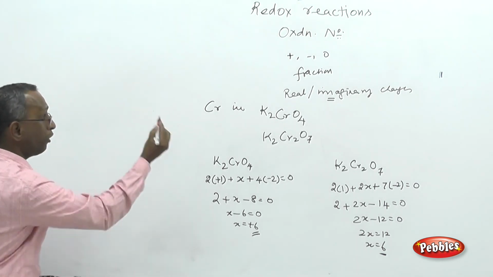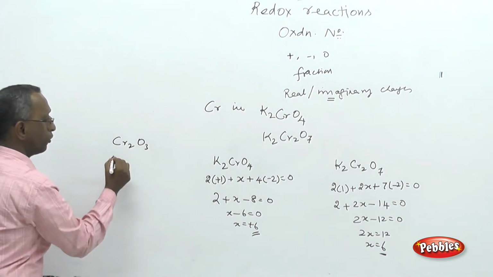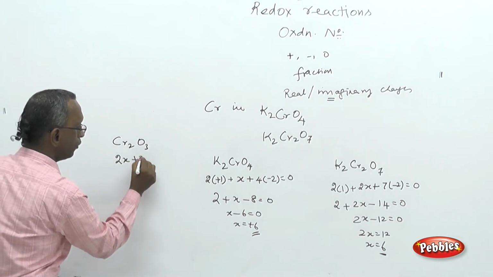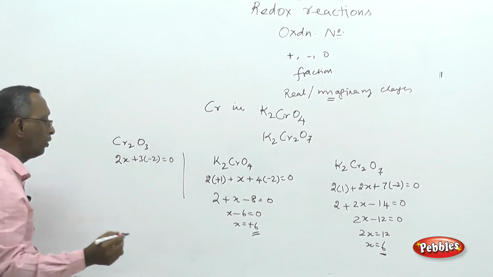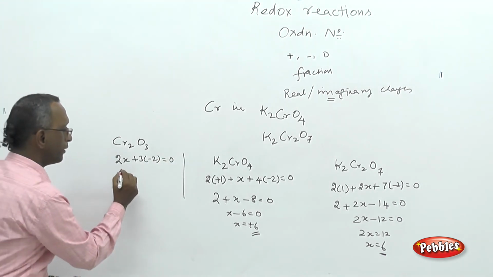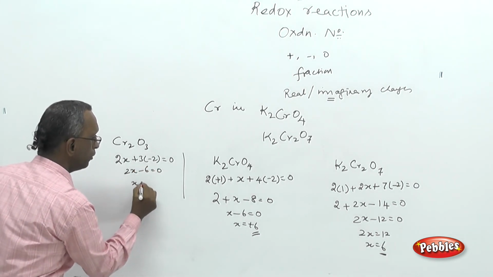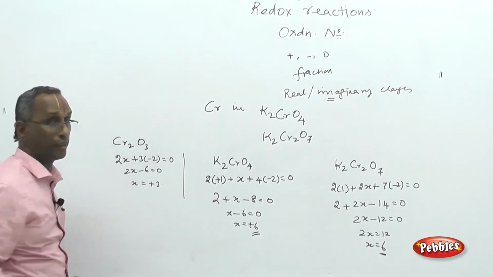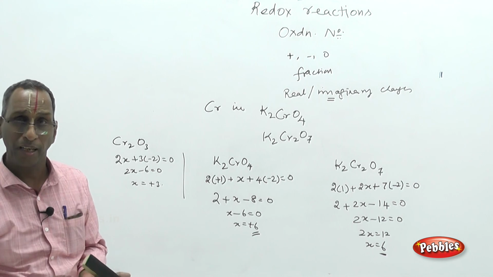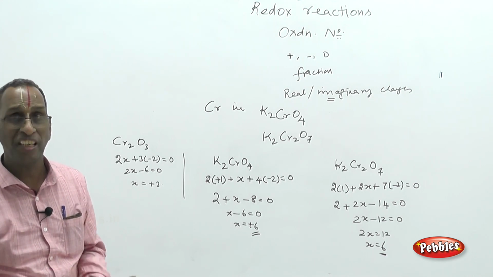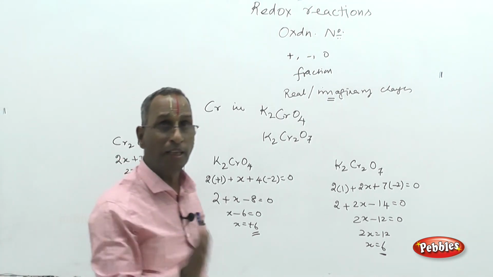Even the simpler compound we saw very first, Cr2O3. So 2x plus 3 into -2 equal to 0, overall neutral compound. 2x minus 6 equal to 0, x equal to 3, x equal to +3. Even this has a positive oxidation state, so it has a capacity to be oxidized. But oxidizing power is low, that's all. But it is still a good oxidizing agent.